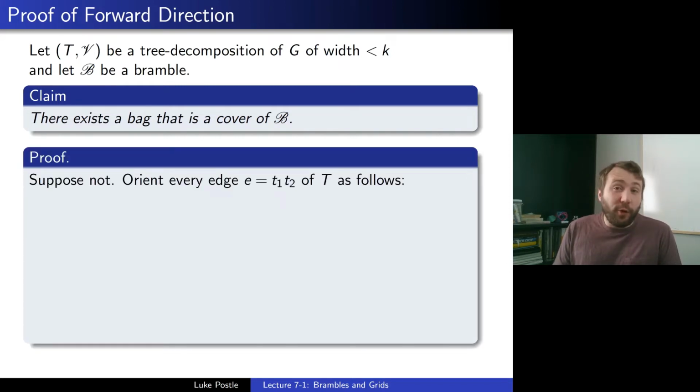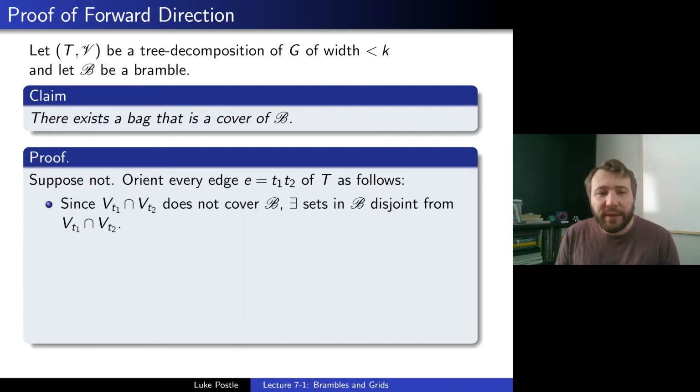Well, suppose not. We can go by contradiction, and then I'm going to use this orientation of tree technique. If you haven't seen this before, it's a general proof technique where you have a tree and you orient edges, and then there always has to be a sink in such an orientation of a tree, and we're going to use that to figure out which bag should be the one that is a cover.